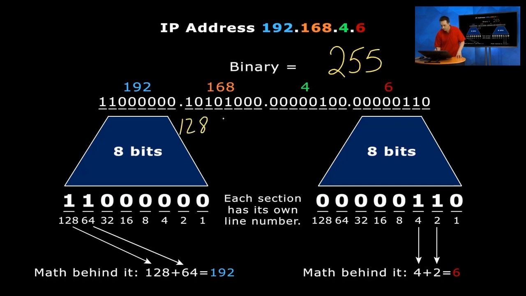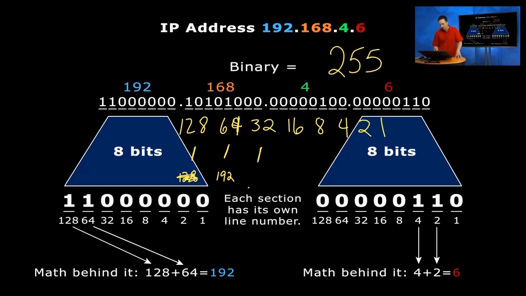128, 64, 32, 16, 8, 4, 2, 1. All right, so do we need a 128 to make 255? Yes, we do. That's going to give us a grand total of 128 as my running total right now. All right, what about 64? Do we need 64? Well, if we take 128 and add 64 to it, we get 192. So now my running total is 192. What about a 32 here? It's still less than 255 if I add 192 plus 32. So what's my running total now?